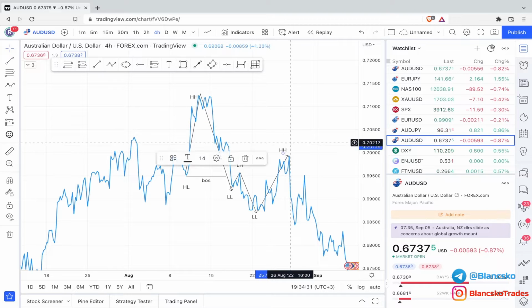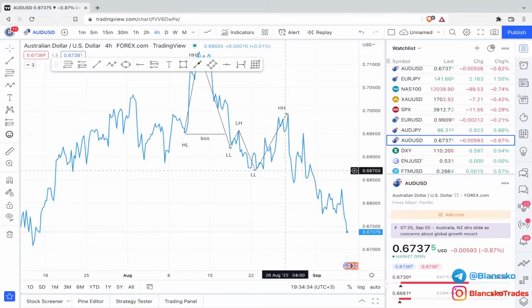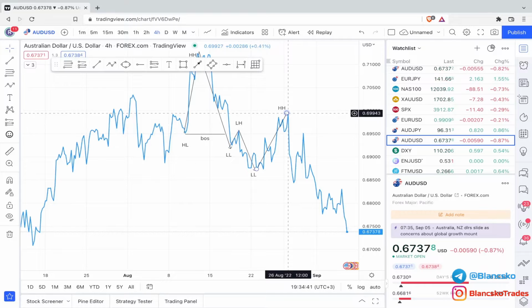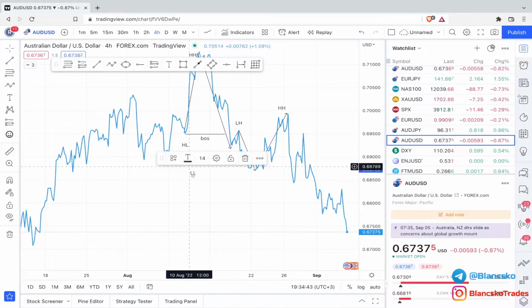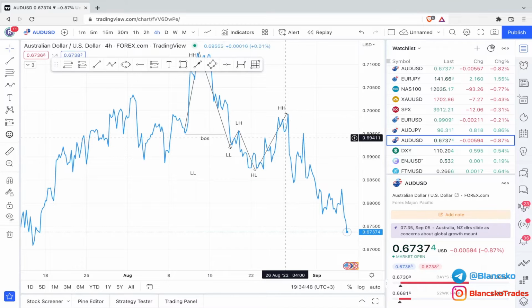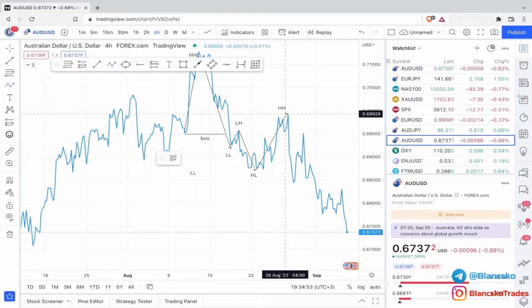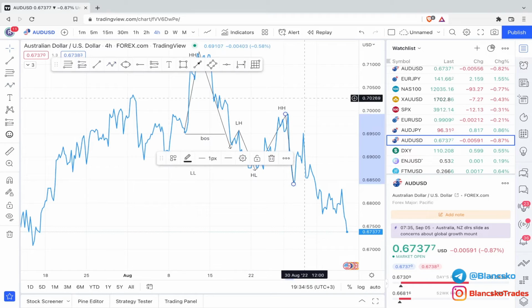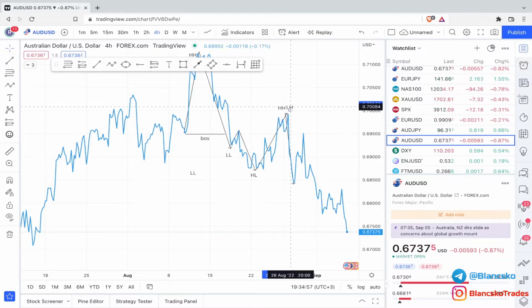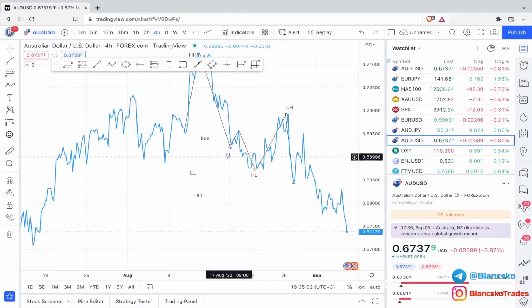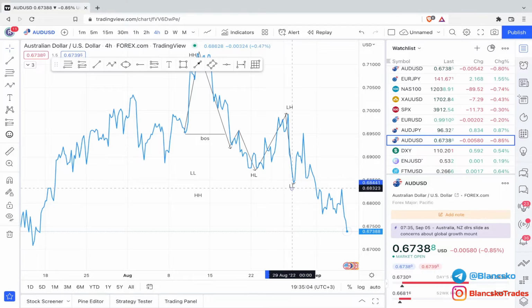We broke the previous higher low, because this lower low became a higher low. After this lower high was broken, we created a new higher high. So this lower low transformed into a higher low. But then we broke this higher low right here, creating a new lower low. That means this swing high becomes a lower high, and we have a lower low right here. So we are bearish again.